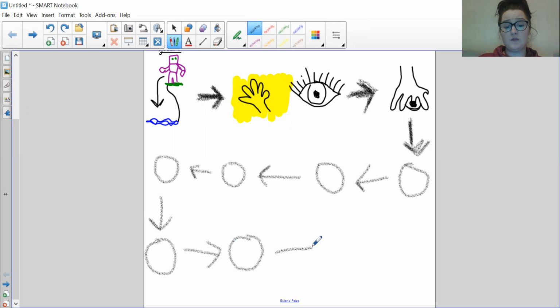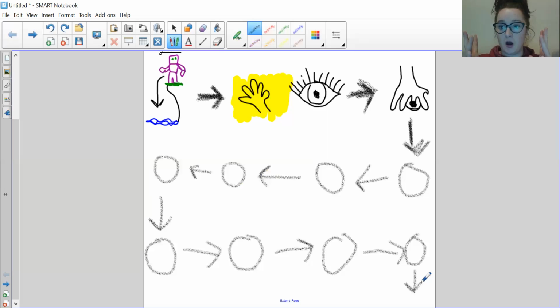I'm not doing all the images for you because this is what I want to see, if you can remember the story so far. So drawing more and more and more. Oh, that wasn't a very good circle. There we go. And then I'd go down. Okay, so you can do that as many times as you want until you've done the whole part of the story that we've read.